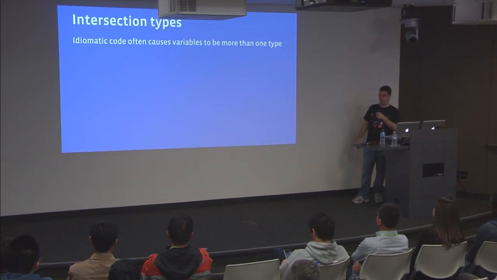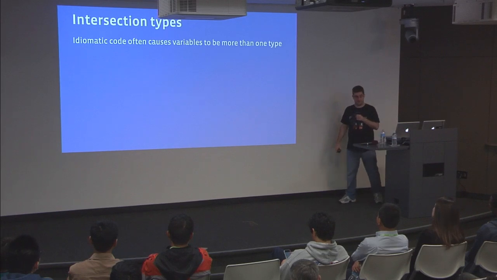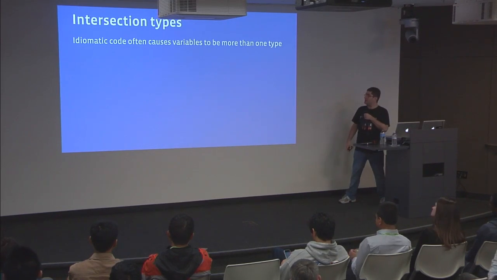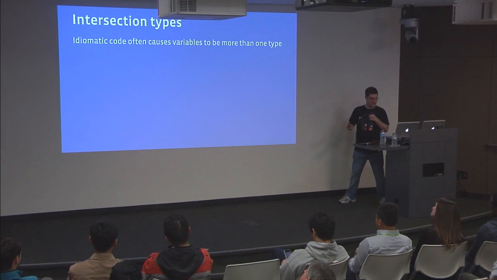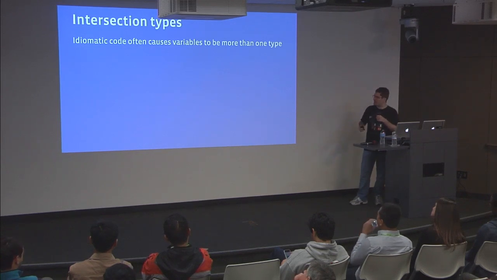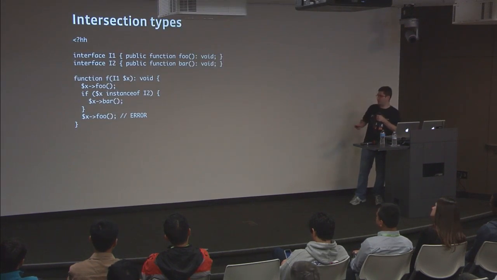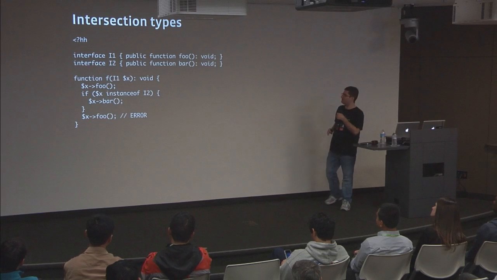So something else that's a perf issue, and as a matter of fact ended up being such a perf issue that we couldn't add this feature, is intersection types, which is idiomatic code causing variables to have more than one type. That's a mouthful, so let me just jump to the example. Again, we don't have this feature. This code is currently in error. So let's look at this.